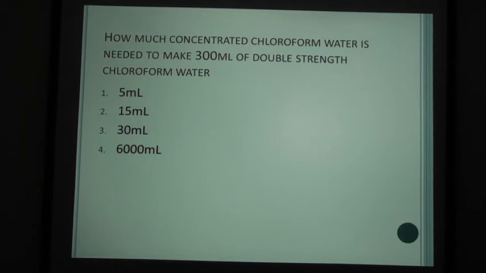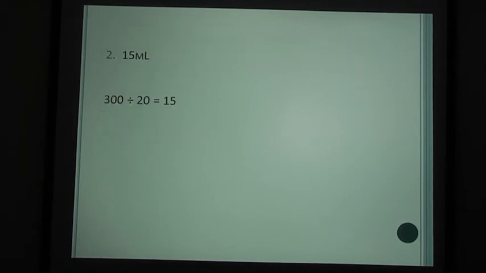Okay, so here you need to remember that the relationship between concentrated and double strength is the 1 in 20. So you therefore take your total amount that you're making, divide it by 20, and you get 15. So you're going to need 15 ml of the concentrated chloroform water to make 300 ml of double strength, because you're going to take 15 ml of the concentrated chloroform water and then add the rest of that will be, so 300 minus 15 will be the amount of solvent you add, and you would end up with 300 milliliters of solution.